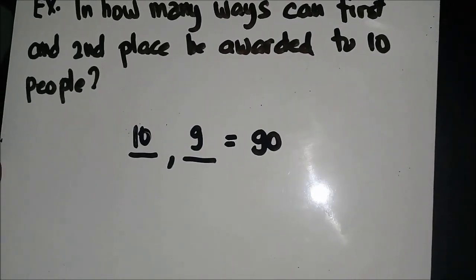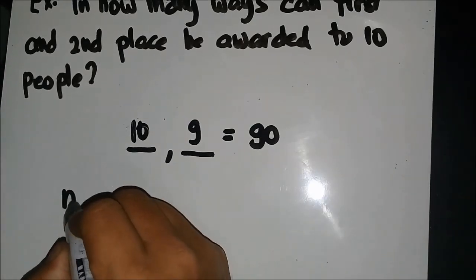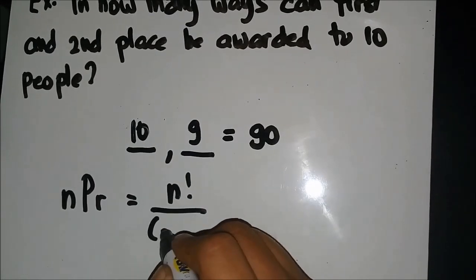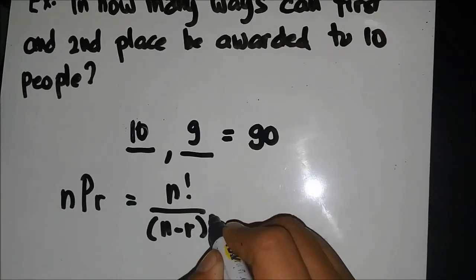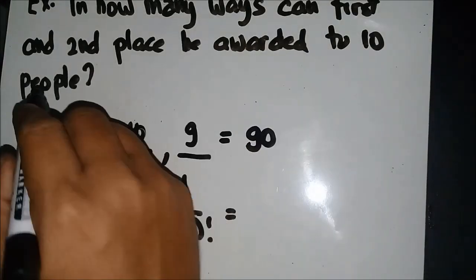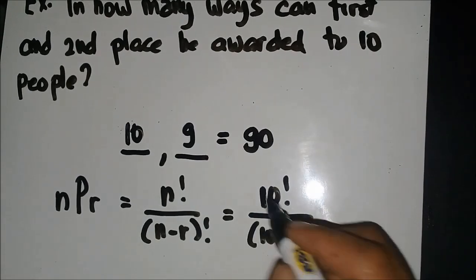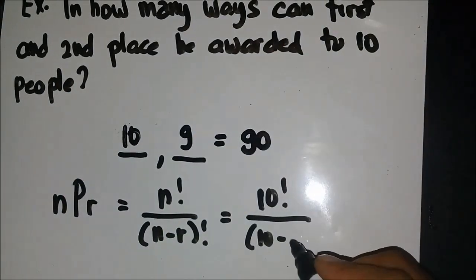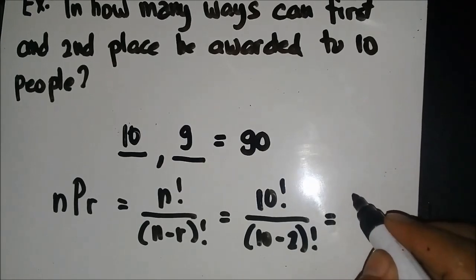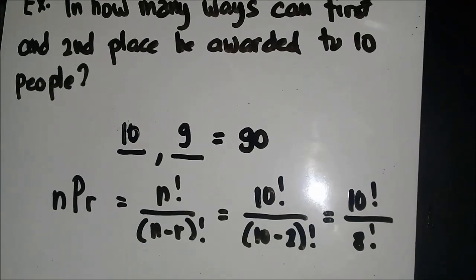If we try to apply the formula that we have just derived, nPr is equal to n factorial over n minus r quantity factorial, wherein n is the number of people, which is 10 factorial over 10 minus how many choices did we make? 2, quantity factorial. That is equal to 10 factorial over 8 factorial.